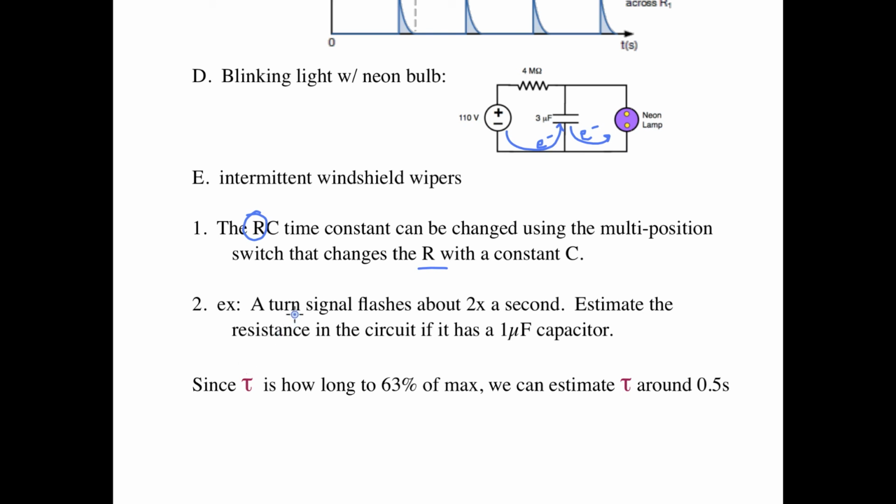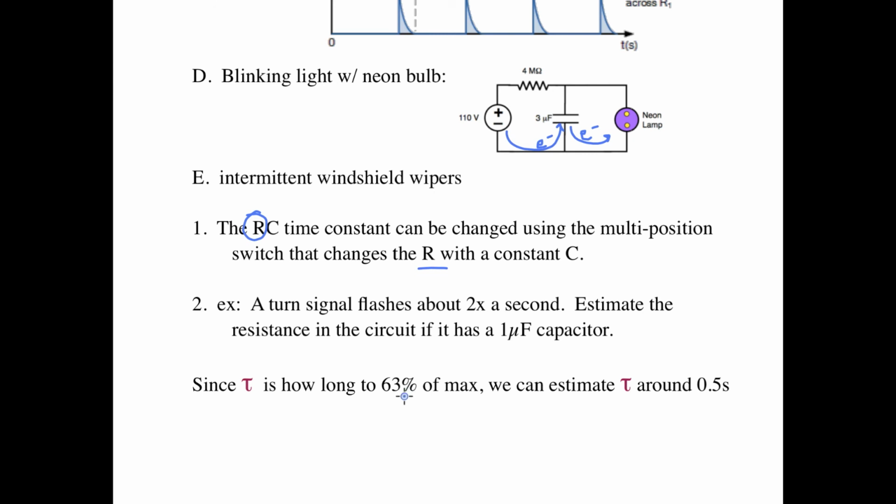All right, here's an example problem. A turn signal flashes about 2 times a second. Estimate the resistance in the circuit if there's a 1 microfarad capacitor. Well, since T is about how long to reach 63% of max, we're just going to pretend that that's enough to get a blink cycle. This is just an estimation. The signal's flashing about 2 times a second, so we're going to assume we want a T of around 0.5 seconds.